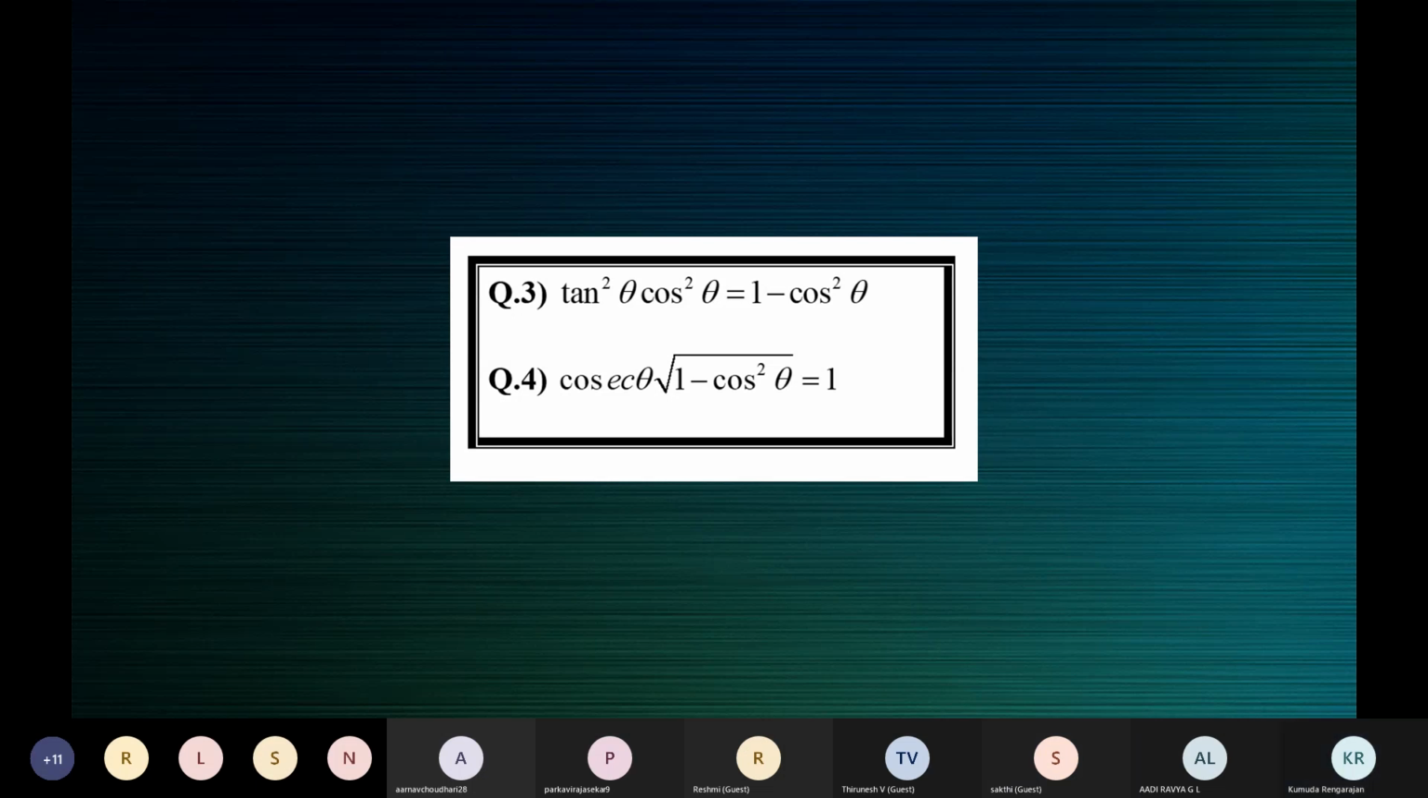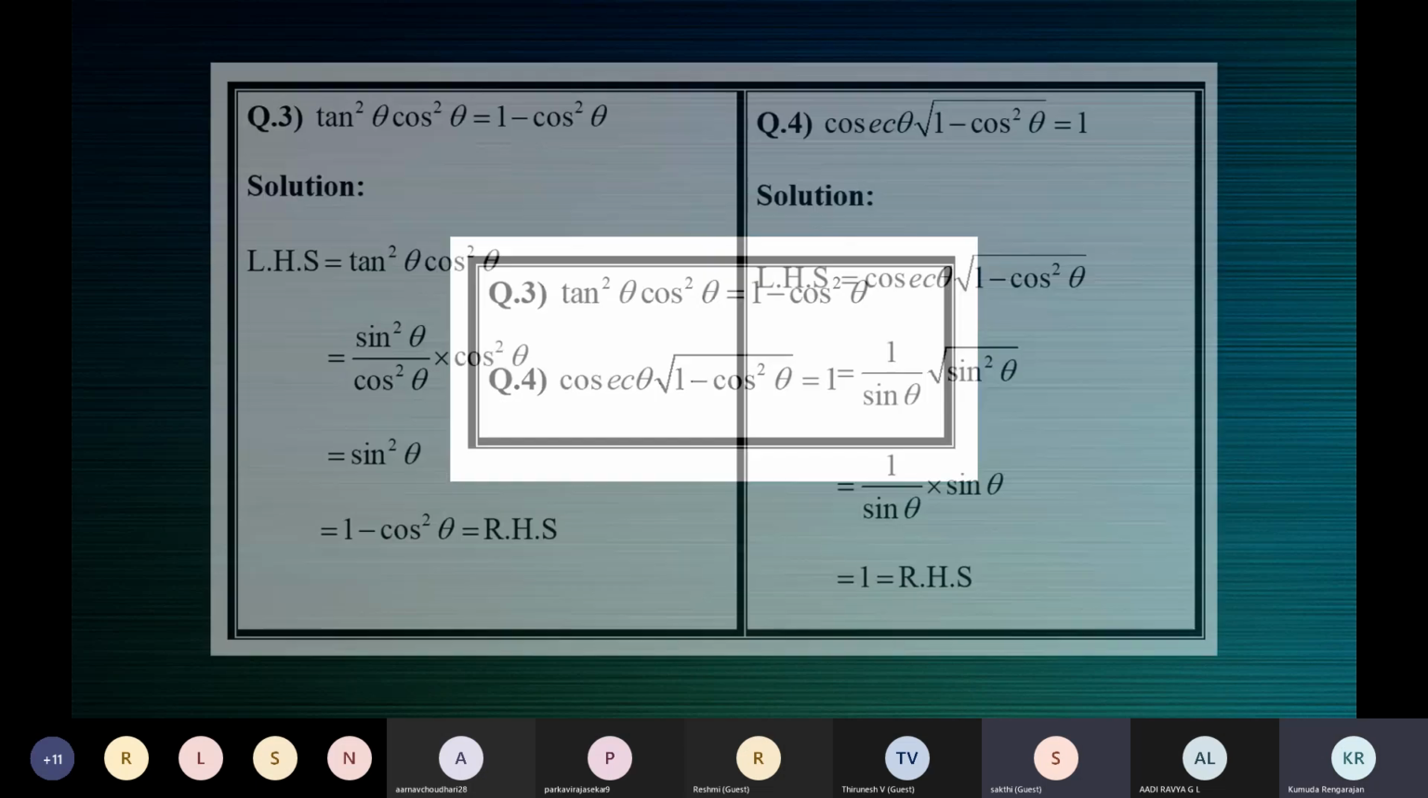What about the third one? Now we can write tan square theta as sin square theta by cos square theta. Very good. Next, and sin square theta into cos square theta, the cos square theta will cancel, ma'am. So 1 minus cos square theta is sin square theta, ma'am. So both will be equal. Very good. Good, Shakti.